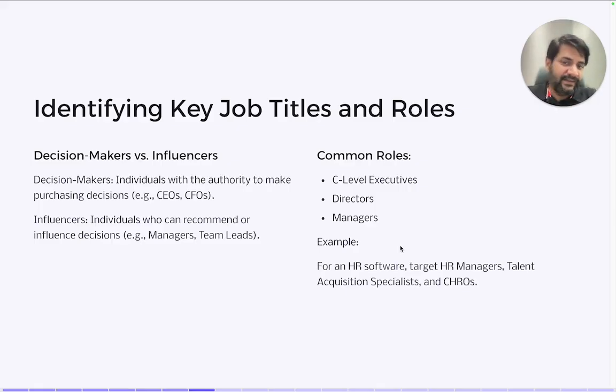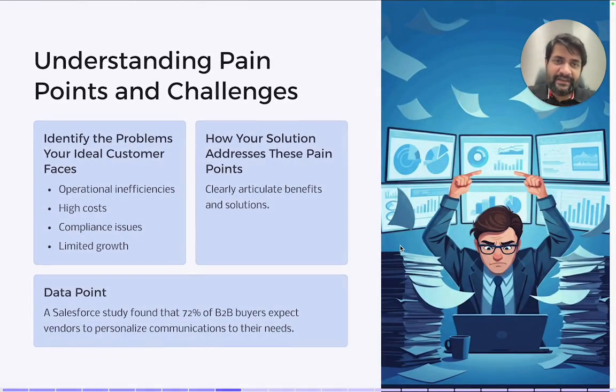So the common roles: C-level executives, directors, managers. Example for an HR software: target HR managers, talent acquisition specialists, and CHROs. So they are the influencers, though they might not be the decision makers. And that's how decision makers and influencers differentiate themselves.